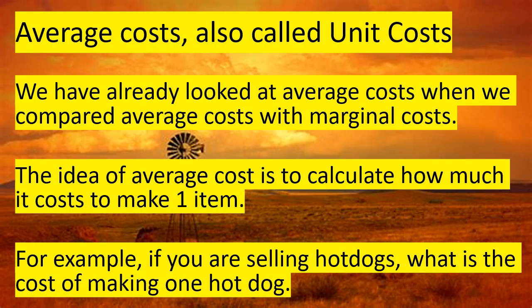So firstly, we're going to look at average costs, which are also called unit costs. Unit being making one of whatever you make. So we've already looked at average costs when we compared average costs with marginal costs. The idea of average cost is to calculate how much it costs to make one item. So for example, if you're selling hot dogs, what is the cost of making one hot dog?